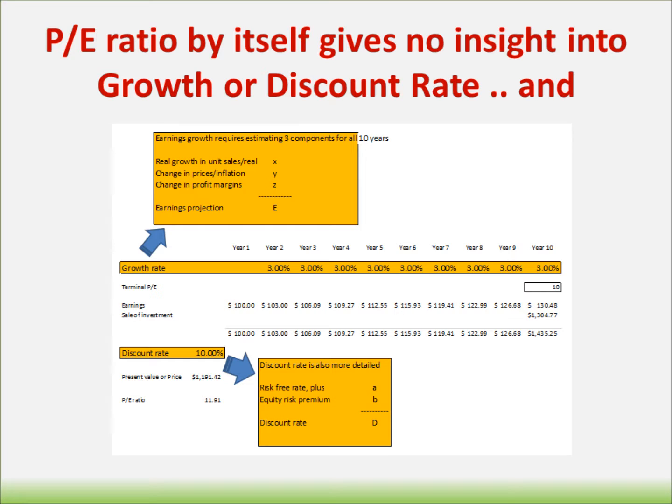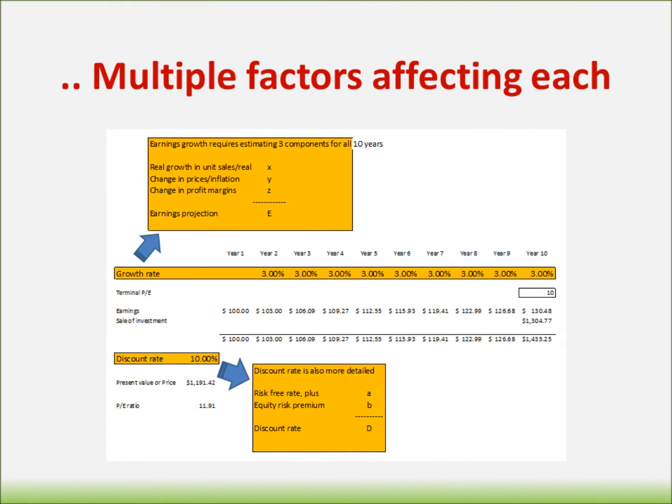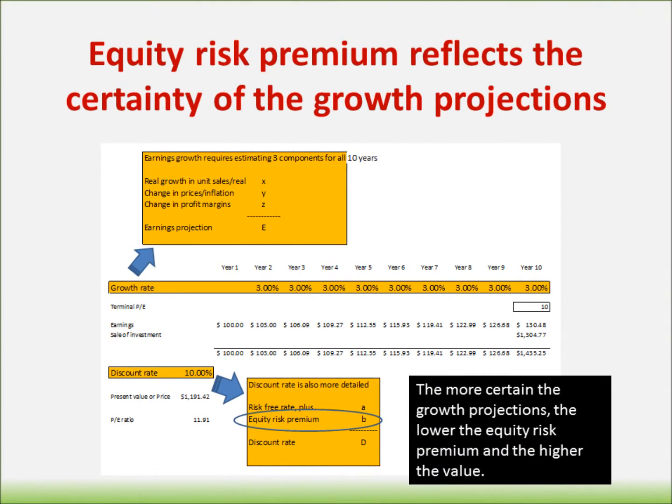And depending on the values that you choose for those two variables, will have a significant impact on the present value. Furthermore, there are actually multiple factors affecting each of the growth and discount rates, so it actually gets more complex. Earnings growth is a function of real growth, inflation, and change in profit margins, and the discount rate is a function of the risk-free rate plus the equity risk premium. The equity risk premium essentially reflects the certainty of those growth projections. So the more certain the growth projections are, the lower the equity risk premium or discount rate is, and the higher the value would be. So you can see there is a lot that goes into coming up with a proper discounted cash flow calculation, which ends up being condensed into a PE ratio.